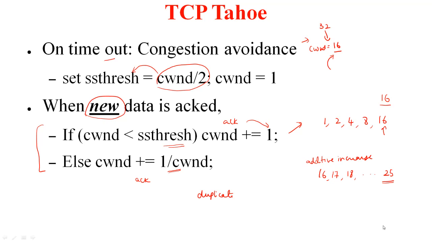Well, in reality, a duplicate ACK also is telling that a packet has been removed from the pipe, but the TCP Tahoe version of it is not going to act on it. Later versions tackle this problem, but for now, in TCP Tahoe, you are going to ignore these duplicate acknowledgements.